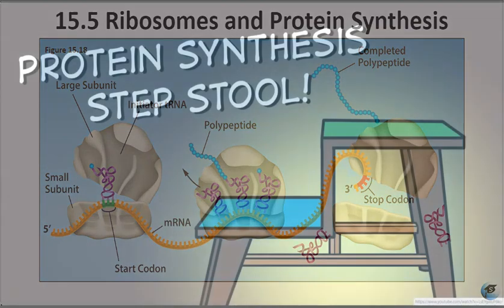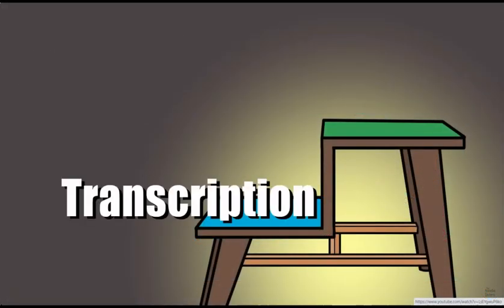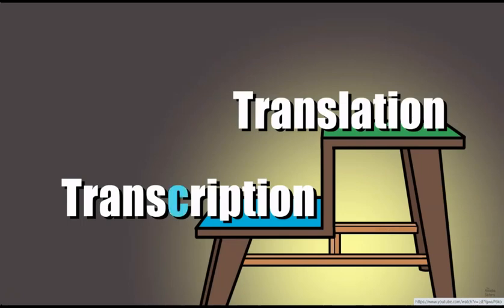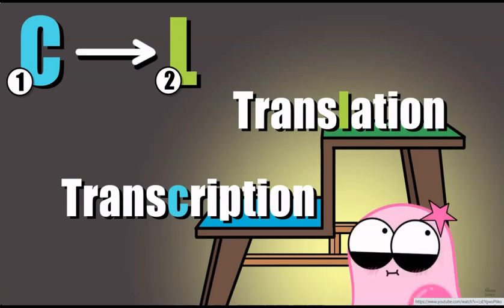In protein synthesis, we can look at 2 major steps. One is transcription and the other is translation. Transcription has a C in it and translation has an L in it. I remember that C comes before L in the alphabet, which helps me remember that transcription comes first. I like a lot of alphabet mnemonics.